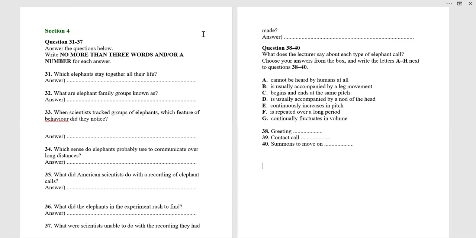31 is wrong. It says females and the answer is adult females. Okay, 32, they called the groups as bond groups. And then yeah, I have written it. Some clan. Yeah, I have written that one. Okay, families, bond groups, I have written.